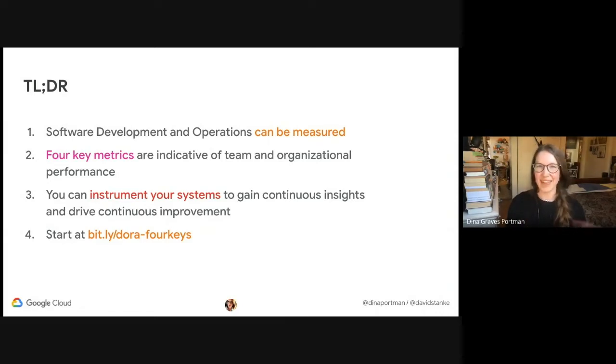And last of all, maybe most importantly of all, you can get started with our open source project, and you can find that at bit.ly/DORA-4keys. Okay, I'm going to hand it over to Dave, who is going to give us some background on the 4 key metrics and DORA and why we should care.